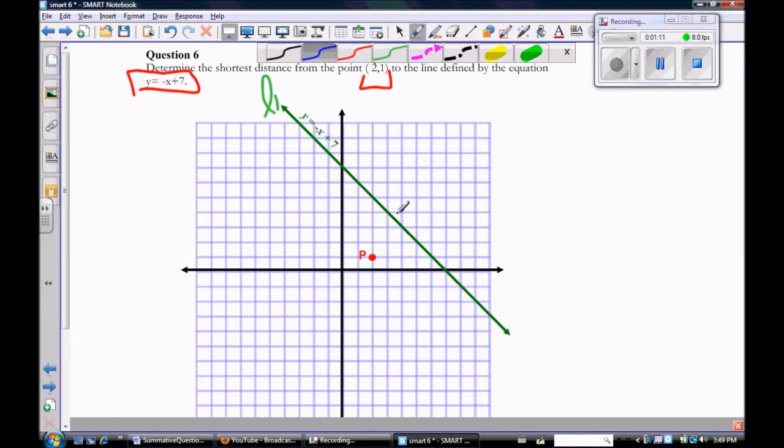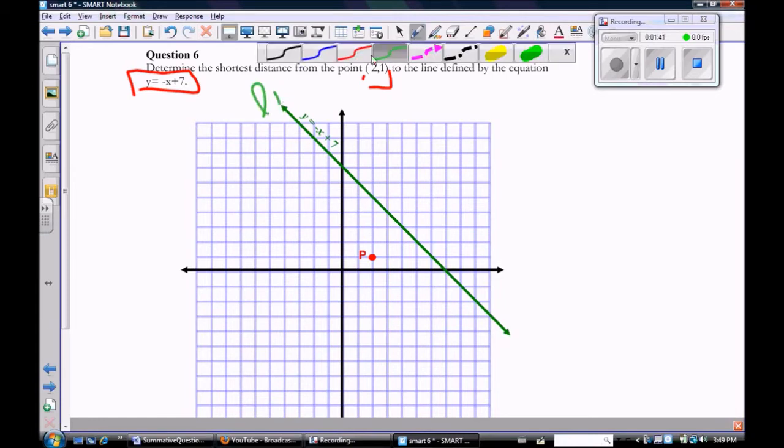So think for a minute about this line. It is infinitely long. So, I could find the distance from P to the y-intercept. I could find the distance from P to the x-intercept. I could find the distance from P to a point over here, and so on. So there's lots of different ways that I could find the distance, but those are usually not very helpful. What we want is the shortest distance between the point and the line.